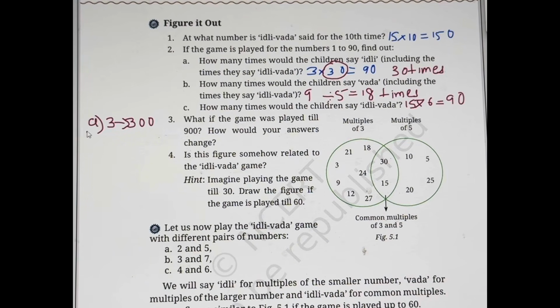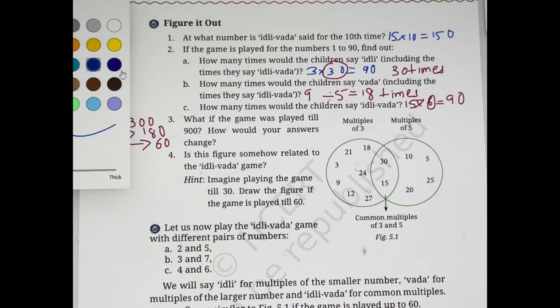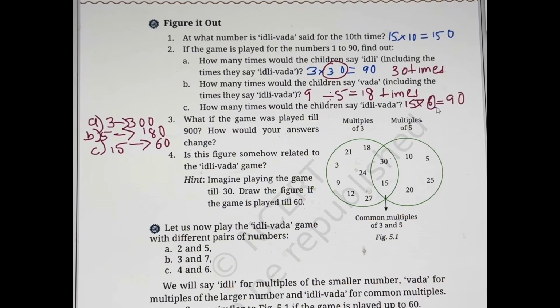Now second is multiples of 5. How many times will you say? Here it is 18, so here it would be 180. So you can directly write answers. And how many times would they say both idli and vada? Here the answer is 6. So here it would be 60. Got it? So again you need not calculate. You should just know the trick or the method, or you should see the pattern. What is the pattern?